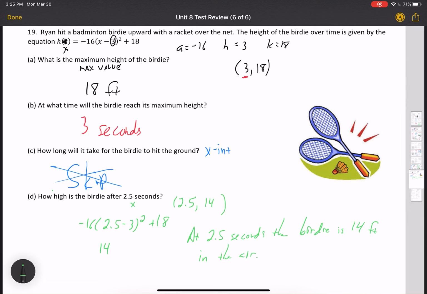Okay, so that's how you do that application problem in vertex form. Again, I think it was homework 42, which was our vertex form worksheet, that had a couple more problems that you can practice if you would like.